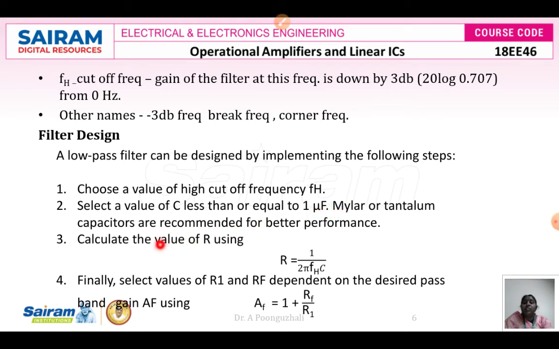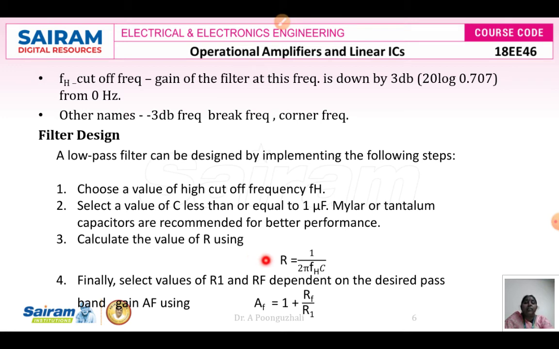Next we are going to calculate the value of R. We know fH is equal to 1 by 2 pi RC, so from that formula find out R. R is nothing but 1 by 2 pi fH into C. Using this formula, calculate the R value. So in your low pass filter, you need the capacitance, which we have already chosen, and that value should be less than 1 microfarad. And next we have to find the R value, which we find using this formula. After that we have to find the gain of the filter.